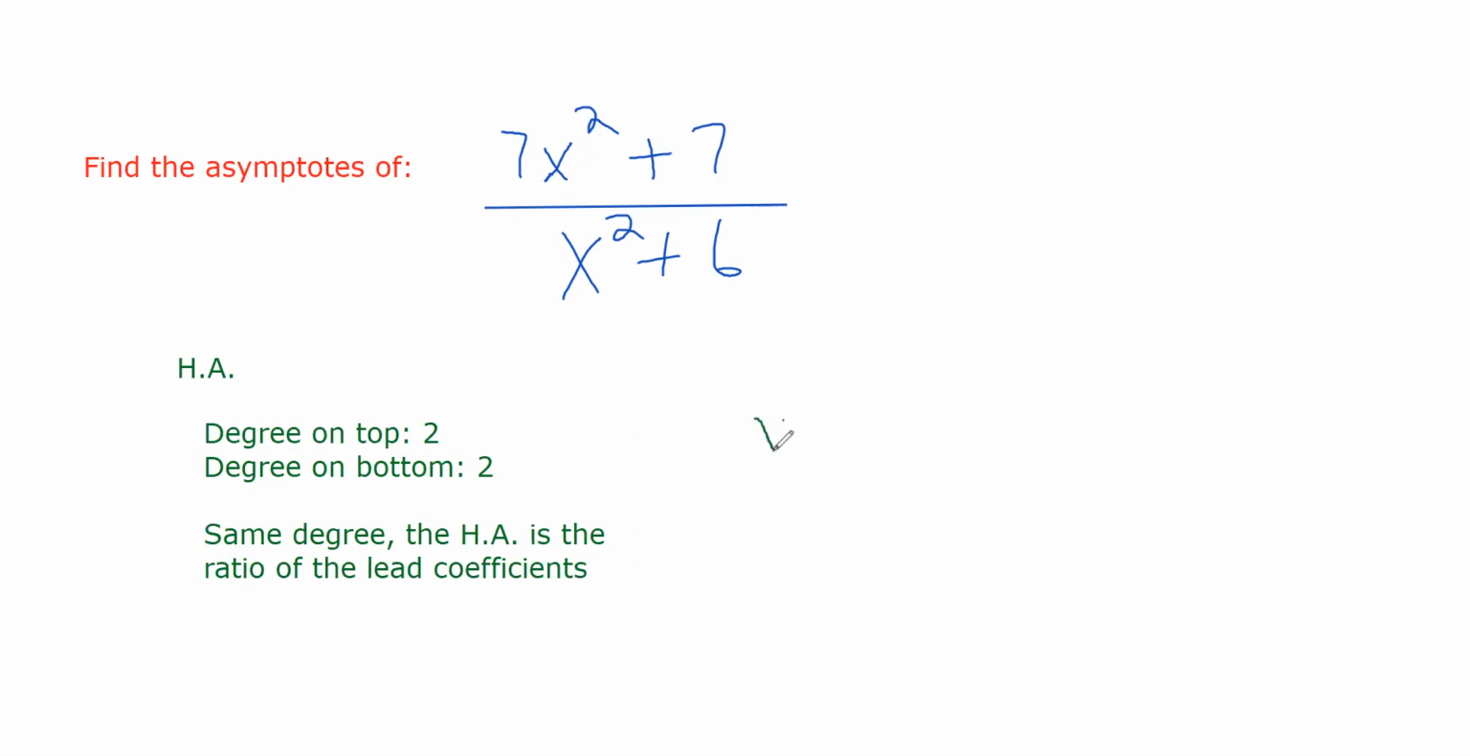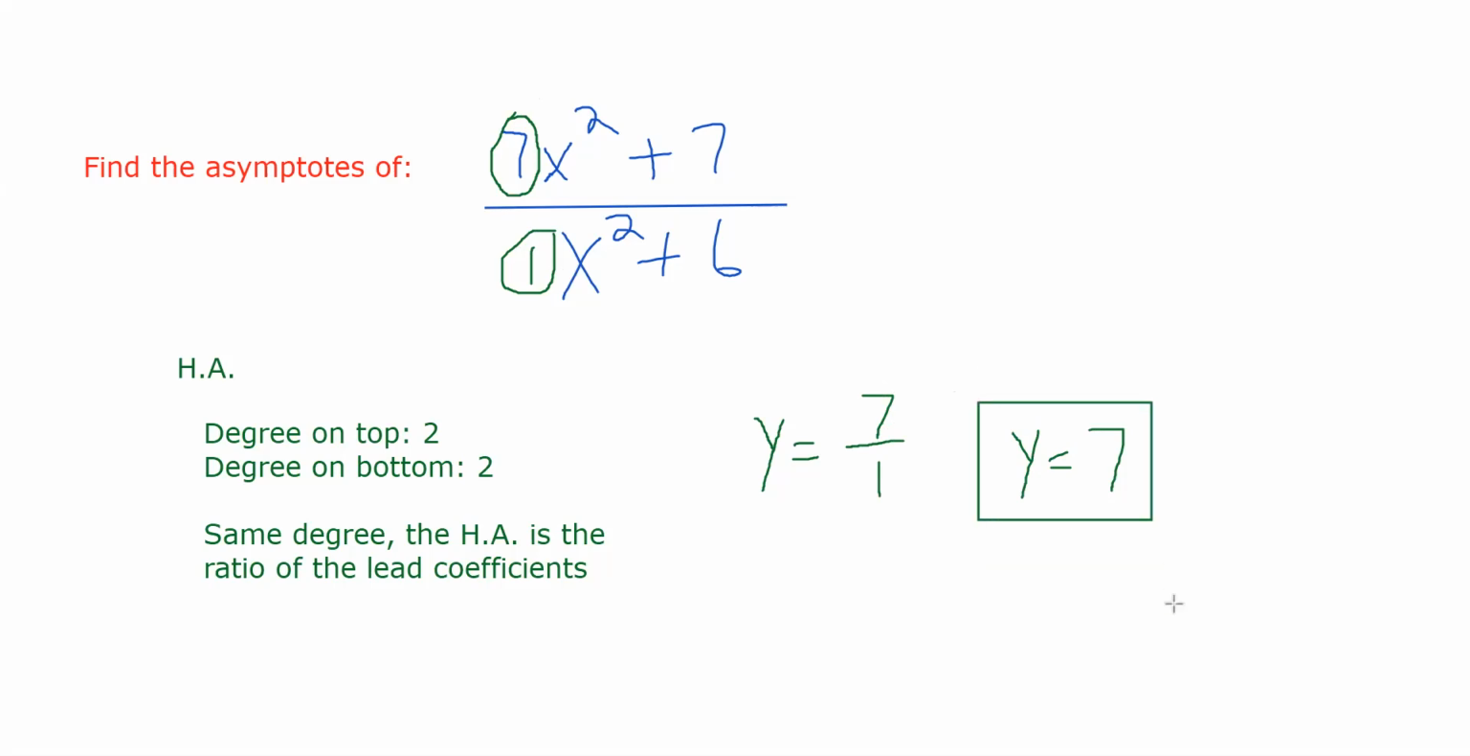It's going to be y equals, and it's got to be y equals because it's got to be a horizontal line. The lead coefficient on top is 7. The lead coefficient on bottom is an understood 1. Those are the lead coefficients, and it's a ratio of them. It's going to be 7 over 1, or just the line y equals 7. So that's going to be our horizontal asymptote. It's just a horizontal line crossing the y-axis at 7 and then continuing on in both directions.